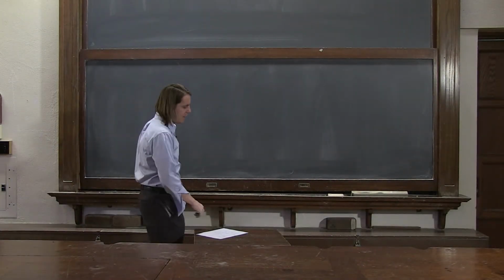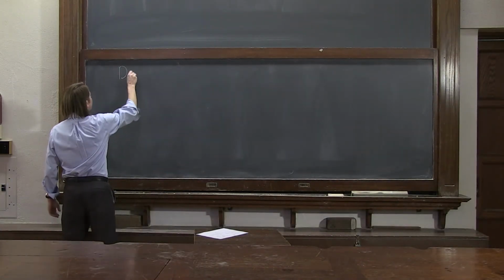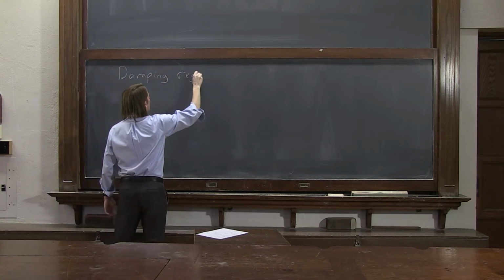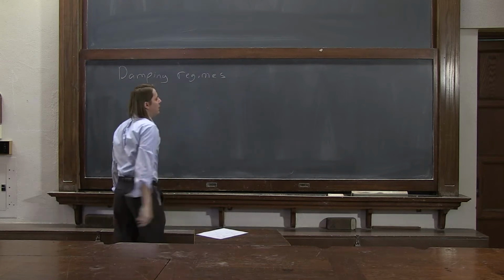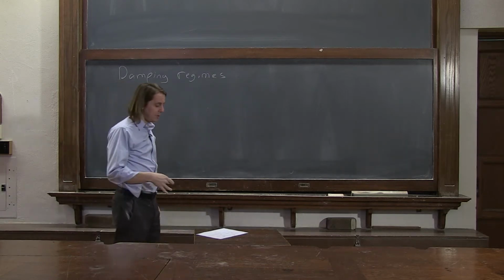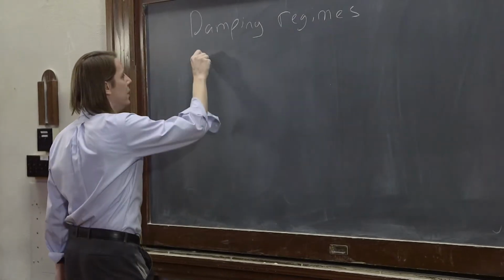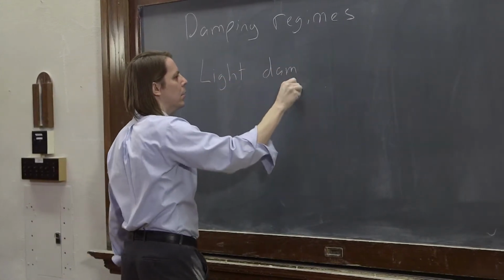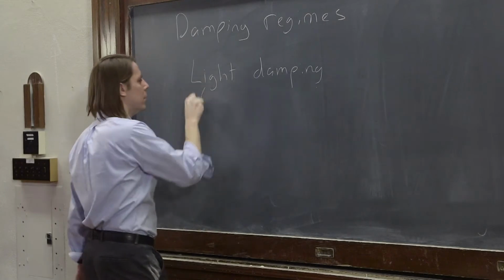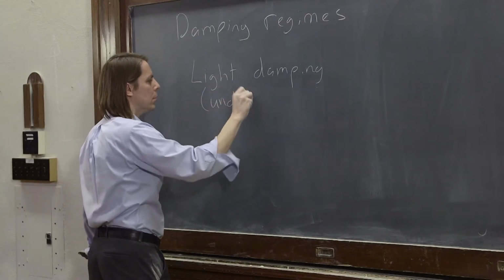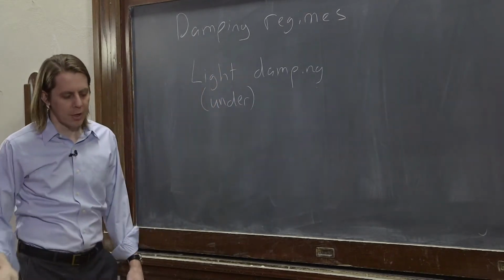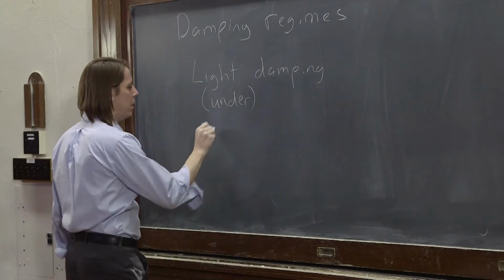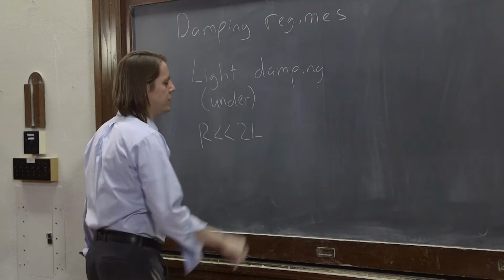The RLC circuit has different damping regimes. Its behavior depends on how much damping there is. One is called light damping, or underdamping. It occurs when R is much less than 2L.